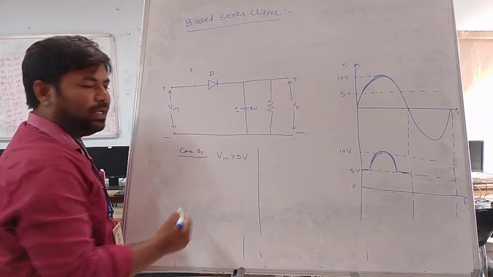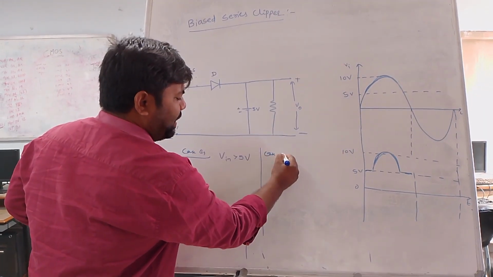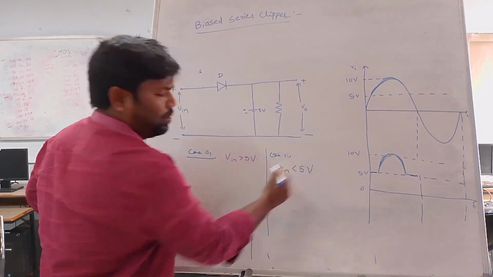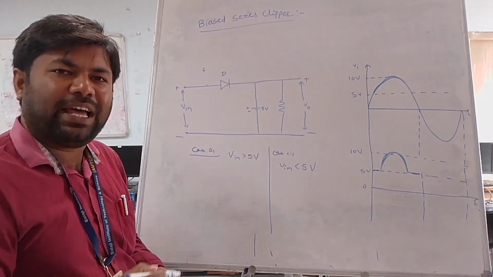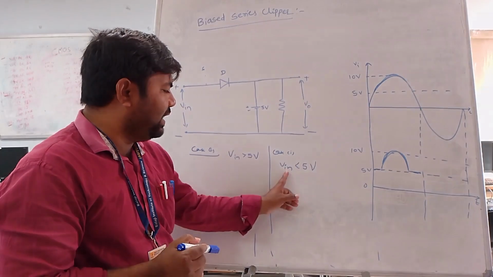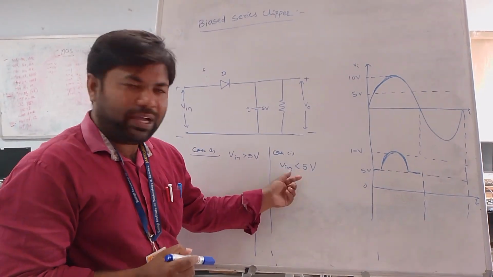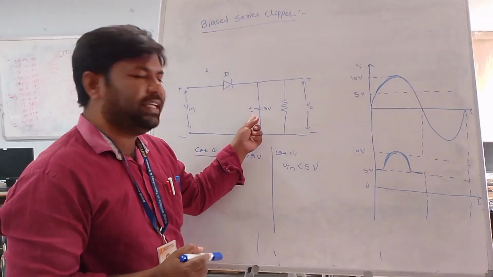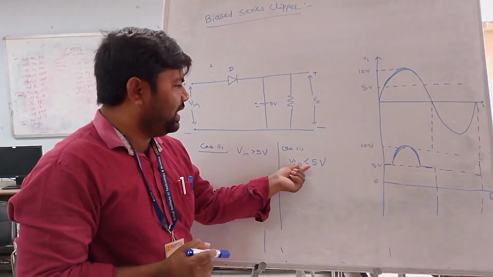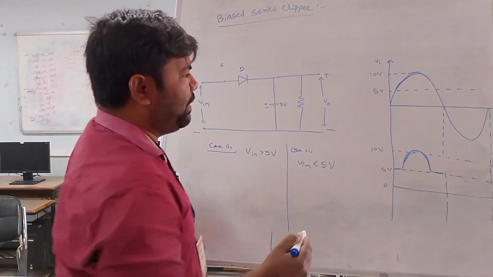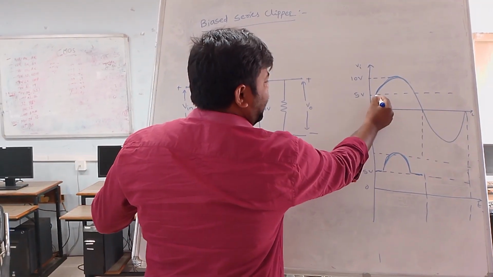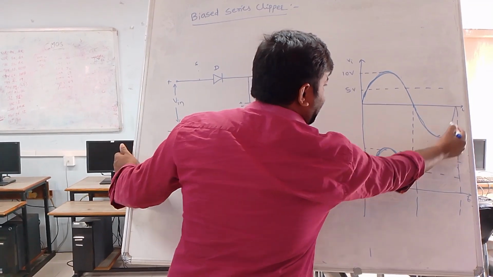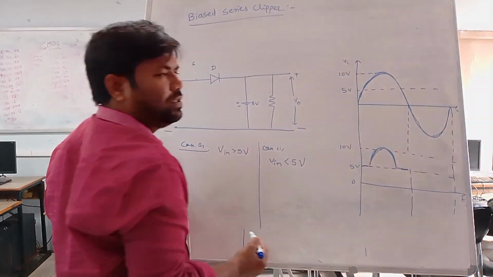Next, case number 2. Case number 2, what is that? Case number 2, Vin less than 5 volts. In the previous unbiased clipper we used Vin less than 0 volts. Here I use Vin less than 5 volts. 5 volts in the sense here the battery is connected. Okay. So Vin less than 5 volts means which part? This part we can call Vin less than 5 volts.